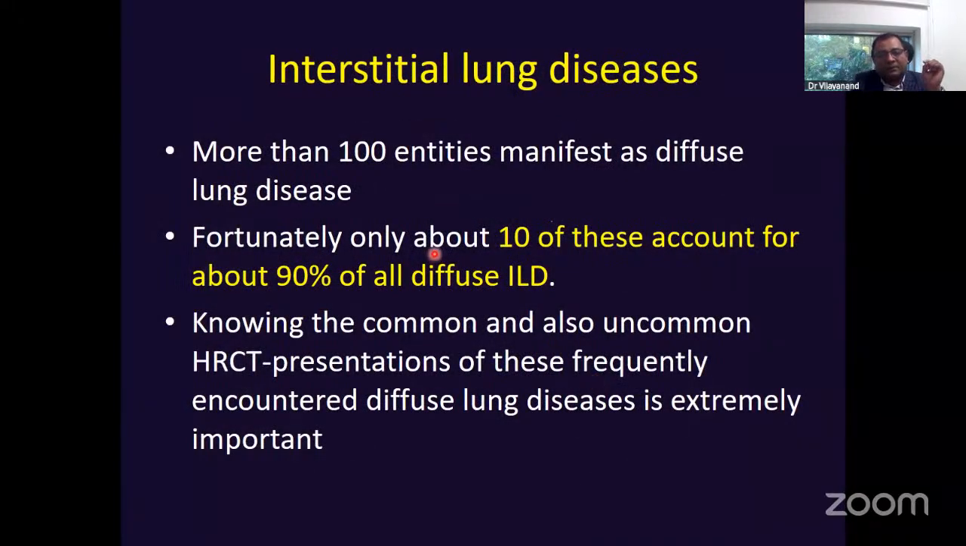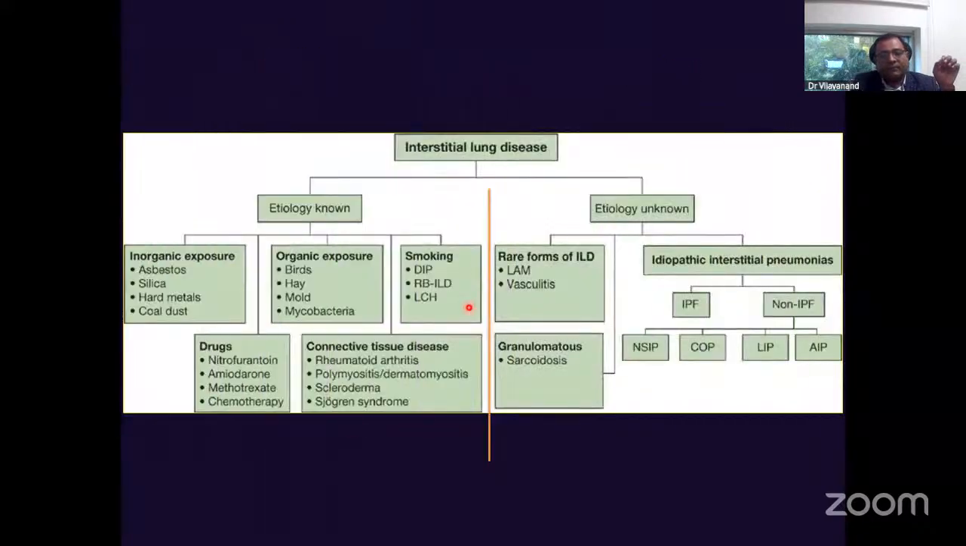So there are more than about 100 entities of interstitial lung diseases. Fortunately, only about 10 of these are very important, and they contribute to about 90% of the interstitial lung diseases. So we need to understand what these common interstitial lung diseases are and how we can diagnose them. This is the classification.